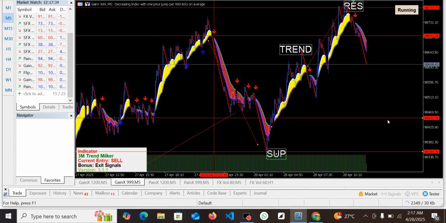I believe it should get to this place easily, and if it breaks out from here, then definitely it should get to this region. So that is the beautiful part of it. If you have the right trading tools, it will help you to simplify your analysis and your trading activities. It will make it very easy for you.